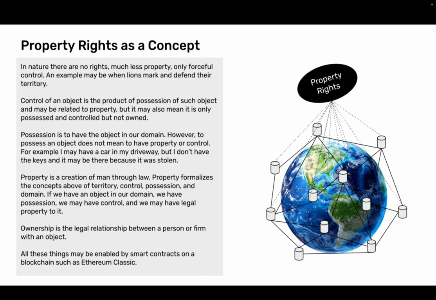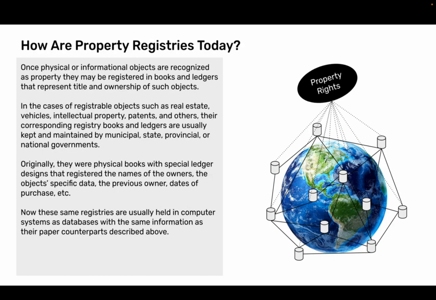Property is a creation of man through law. Property formalizes the concepts above of territory, control, possession, and domain. If we have an object in our domain, we have possession. We may have control, and we may have legal property of it. Ownership is the legal relationship between a person or firm with an object. All these things may be enabled by smart contracts on a blockchain such as Ethereum Classic.